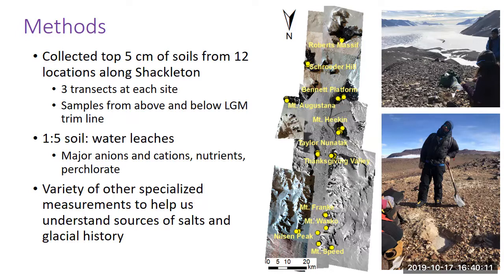So at Shackleton, we visited 12 locations along the glacier, and we collected samples at 3 transects at each site, trying to get samples that were maybe exposed during the LGM, so these older soils, and soils that were covered by the glacier 20,000 years ago. In total, we collected about 230 samples. All of those were leached with the help of an undergraduate here and analyzed for major ions, nutrients, perchlorate, and then a suite of other specialized measurements that can help us understand maybe the sources of the salt and glacial history. But in the interest of time, I'll focus mainly on the water-soluble ions.